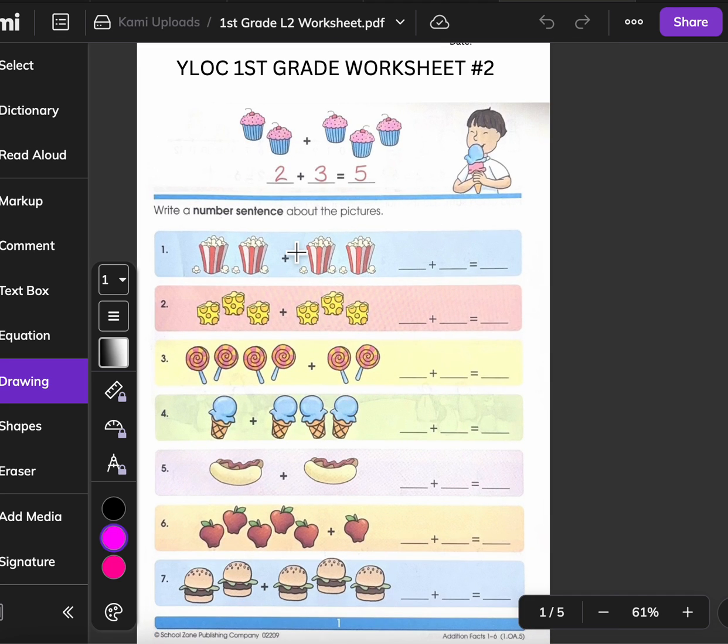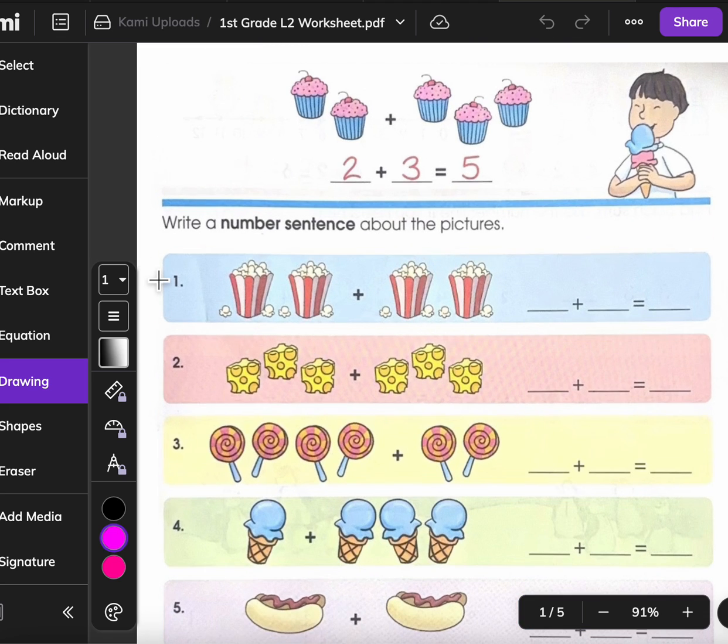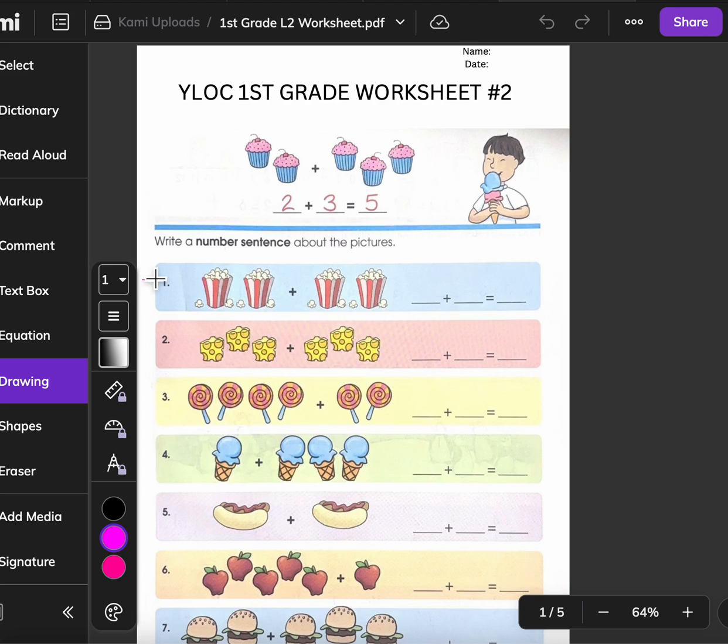All right, so let's look at number 1 on the first page. It says write a number sentence about the pictures. If we look at the example above, here we see 1 and 2 cupcakes, and on this side we see 3, 4, and 5 cupcakes. So there's 2 on this side and 3 on this side. That tells us that 2 plus 3 gives us a total of 5 cupcakes.